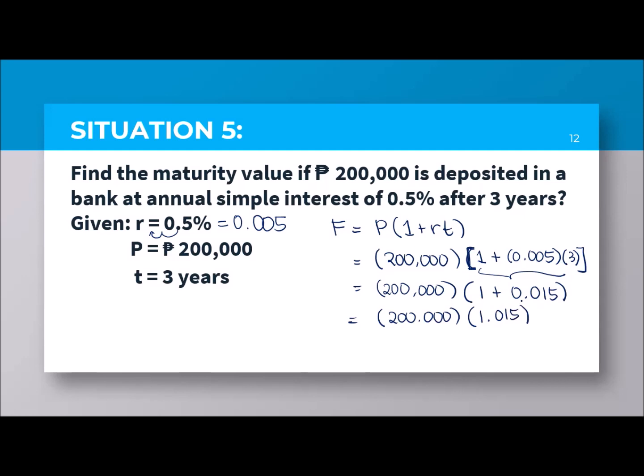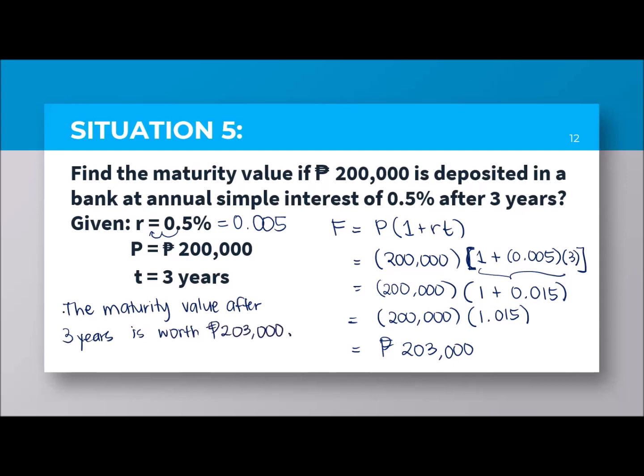And then, multiply na natin sa 200,000 pesos. So, ang ating total amount is 203,000 pesos. So, ibig sabihin, the maturity value after 3 years is worth 203,000 pesos. And that's it.